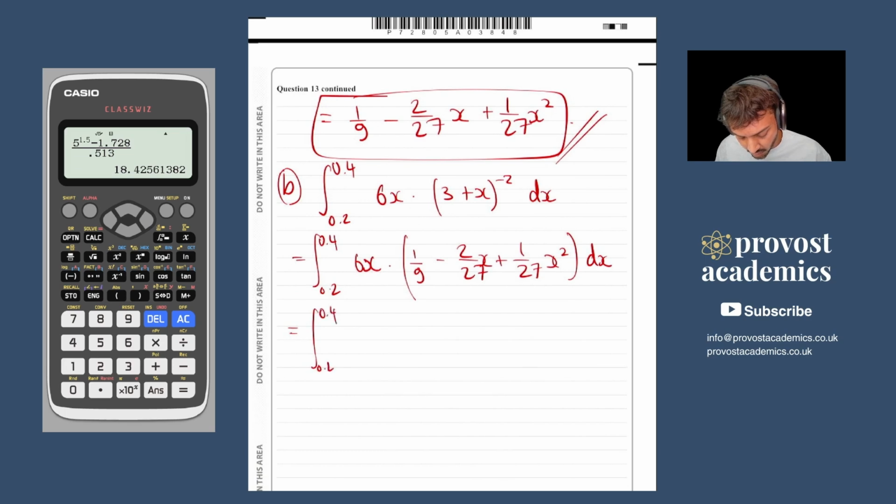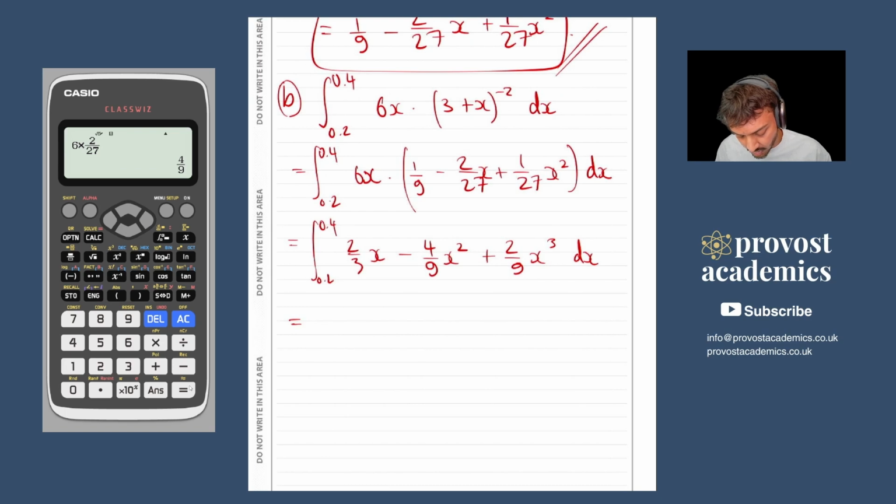From 0.2 to 0.4, we get 2/3 x minus, since it's 6 times 2 over 27, I believe 4 over 9, but I'm just going to double check because I don't want to make any mistakes. So 6 times 2 over 27, yeah, 4 over 9. Okay, minus 4 over 9 x squared, and then 6 over 27, we're looking at 2 over 9, so plus 2 over 9 x cubed dx.